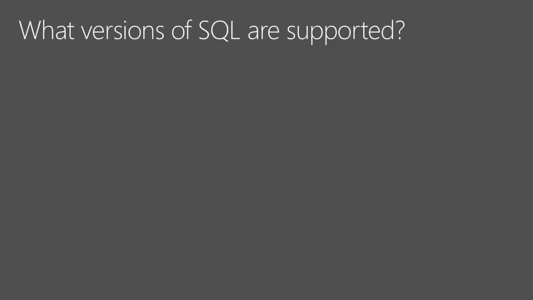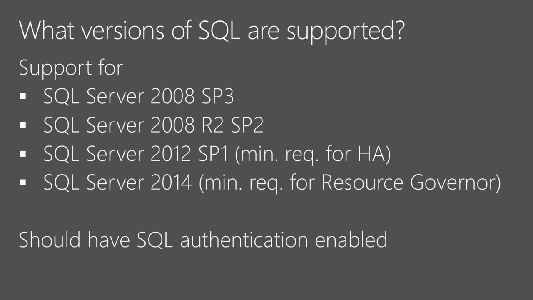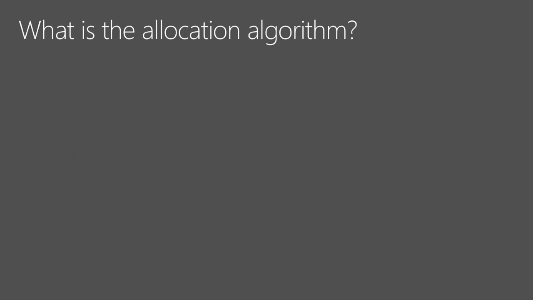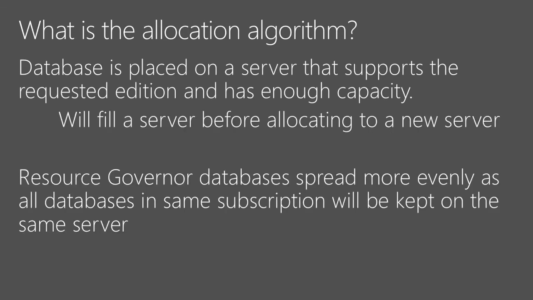Actually, I'll just go through these real quick and then I'll take questions. We talked about the different versions of SQL that are supported, all the way back to 2008 SP3. You do want to keep in mind that you're using 2012 for HA and 2014 for Resource Governor. And of course, I said you should have SQL authentication. Make sure that you have that enabled on the server, because as you saw, WAP asks for that. We talked a little bit about the allocation algorithm, and I'm sorry if I went through that a little fast, but I do want to make sure I get you guys out on time.